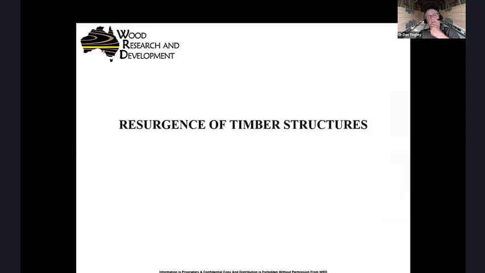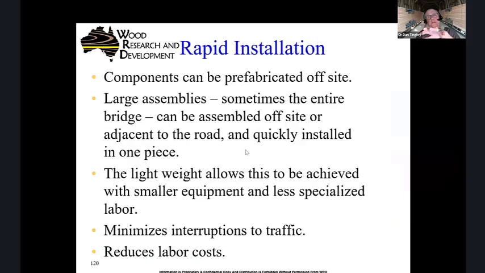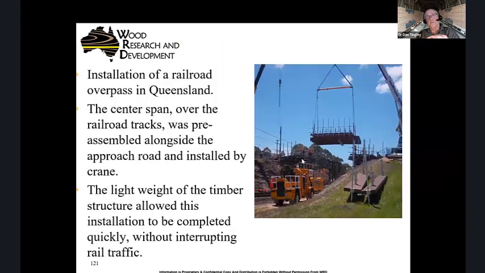So the resurgence of timber structures. Rapid installation. This is one of the big ones today that we see as the reason for bringing timber structures back to play. They're lightweight, they minimize interruptions to traffic, and they reduce labor costs. This bridge here, Boundary Creek, just outside of Brisbane, we had 2 days from 7 p.m. on a Friday night to 8 p.m. on a Sunday night. We had to basically take a bridge out and put a new one in.